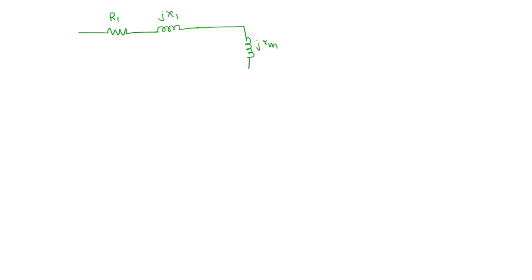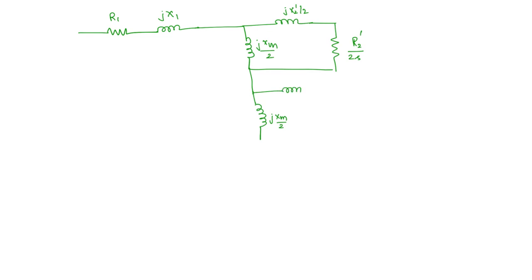Here we have jXm by 2, jX2' by 2, and the resistance value here is R2' by 2s. This is the forward field part of the circuit. And next we have jXm by 2, jX2' by 2, and the resistance value, for the backward field, is R2' by 2 times (2 minus s). This was the equivalent circuit that we just discussed.